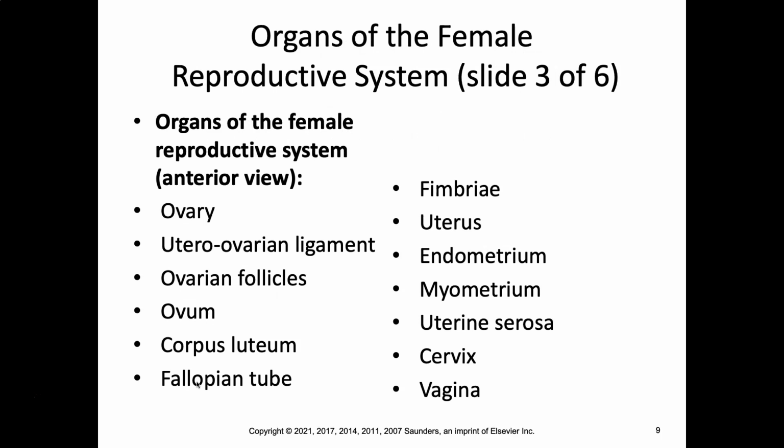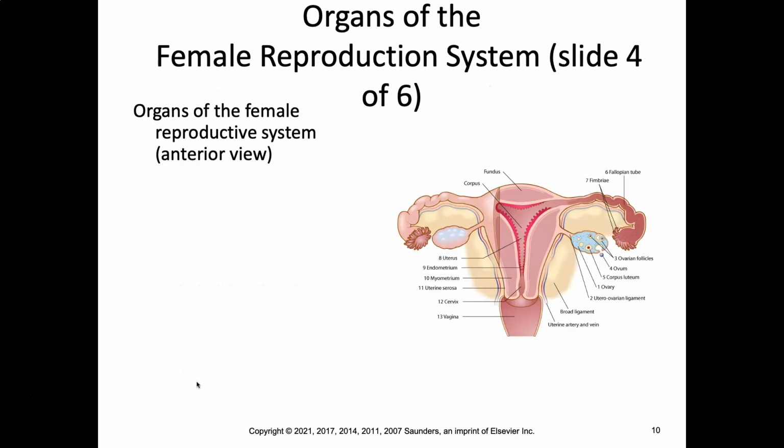If we talk about the anterior view, the terms we need to know about are ovary, utero-ovarian ligament, ovarian follicles, ovum, corpus luteum, fallopian tube, fimbriae, uterus, endometrium, myometrium, uterine serosa, cervix, and vagina. This is an anterior view, looking front to back. It gives you a little more detail of, for instance, what is in the ovary.